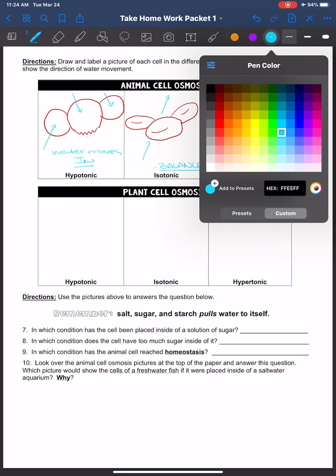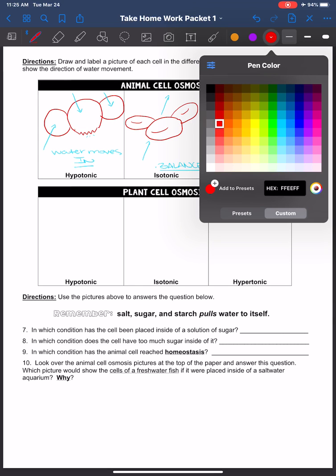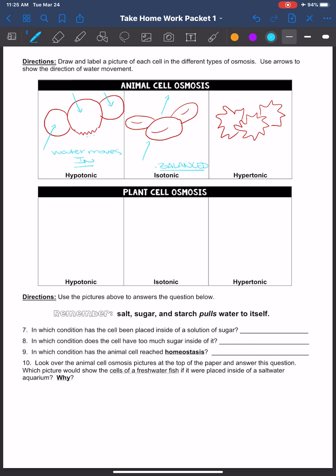Okay, and then for our last one, hypertonic. These ones have more water on the inside of their cells. Ooh, those are terrible. More water on the inside of their cells, so the sugar, salt, and starch is on the outside. So it's going to start to pull the water out of those cells. So water moves out. The cell is going to shrivel up and eventually it's going to die.